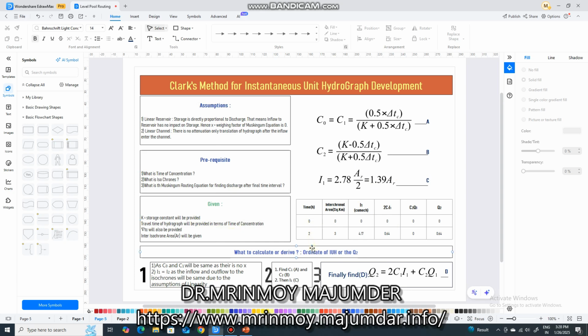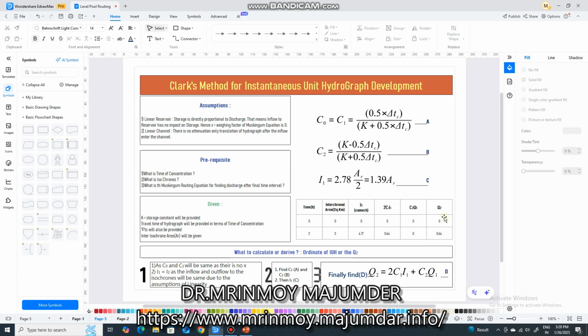So 0, 2, 4, these all sum up to the maximum time of concentration. In this case, 12 is the maximum time of concentration. We have divided it into 6 parts. So each part becomes 2 hours. So del Tc is becoming 2 hours. Now for every del Tc, you have to calculate Q2. Use the equations I1, 2 C1 I1, C2 Q1, and then find Q2. So just remember that Q2 of the previous isochronal area is the Q1 of the next isochronal area.